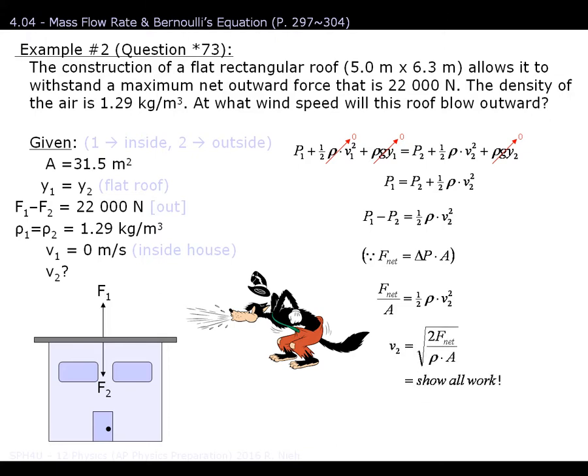We isolate and solve for V, and we find out that the wolf must puff with a speed of 32.9 meters per second, or the gust of air coming out of his mouth must be blown at almost 120 kilometers per hour to lift the roof off this building.